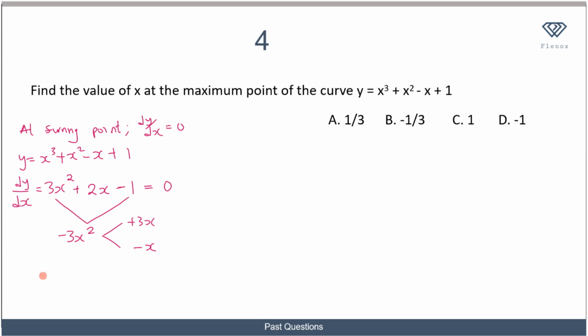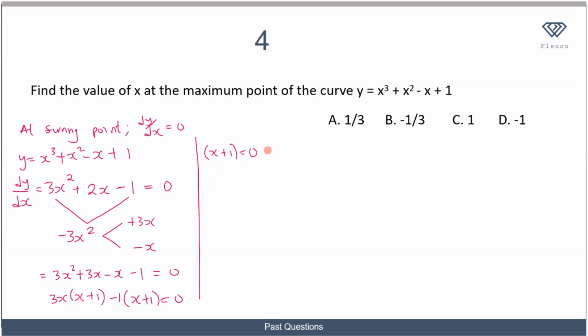So I can write this as 3x squared plus 3x minus x minus 1 is equal to 0. So 3x is common here. When I factorize, I'm left with x plus 1, and here minus 1 is common, I'm left with x plus 1. So what do I have? I have x plus 1 equals 0, or 3x minus 1 equals 0.